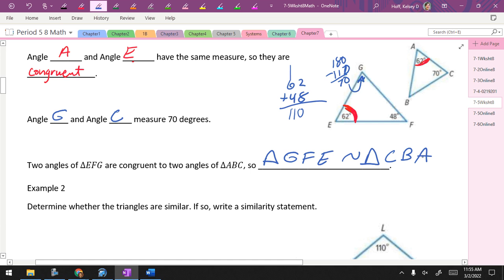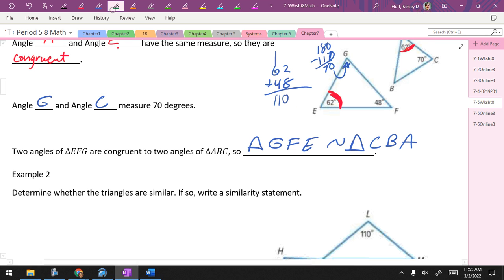CBA. Okay, so just to double check you, G and C are congruent, F and B are congruent, E and A are congruent. Nicely done. Now remember, I could write triangle FEG. That's okay, as long as on the other side I write triangle BAC.